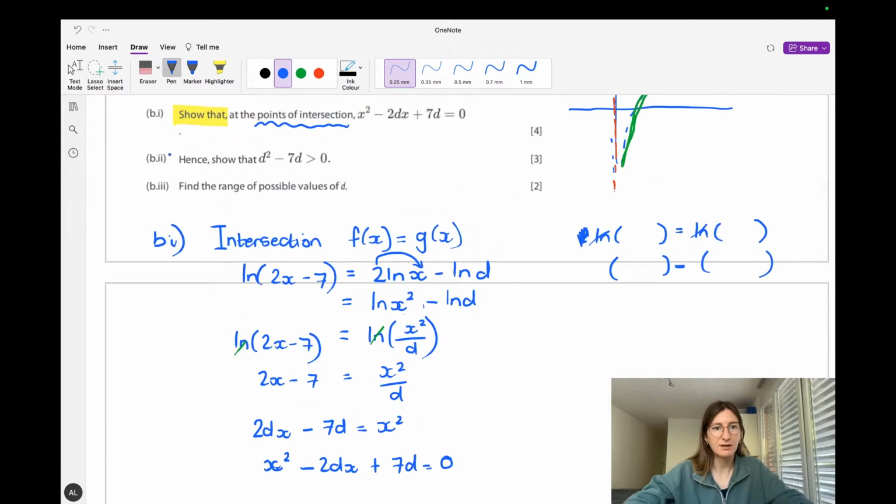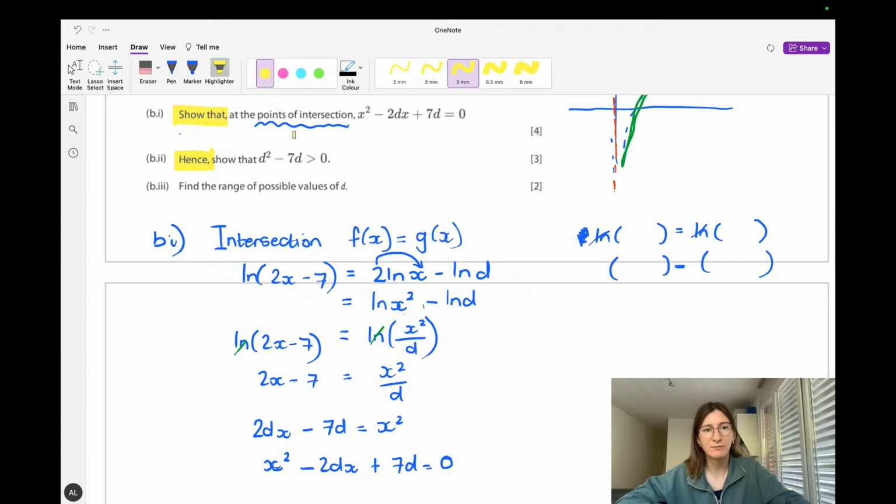Hence, another important exam word, hence. This means use something that you have before. Hence, show that d squared minus 7d is more than 0. That means whatever you've calculated before, you need to use that somehow. And if you're not using that thing somehow, then you're not answering the question properly. There may also be other methods to solve that question, but you need to use what you've just calculated to get the marks, not some different method.